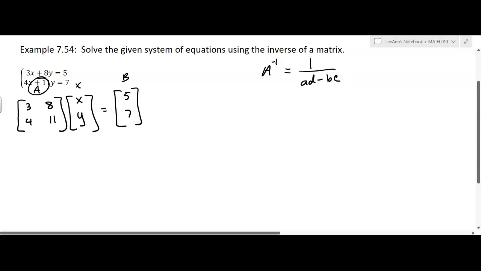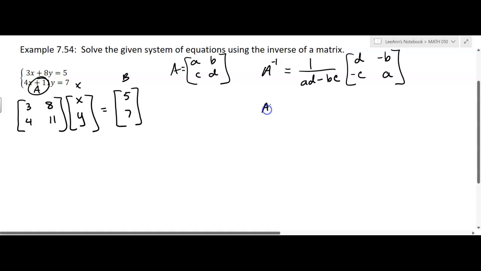So let's see. Yeah, AD minus BC times, and then D and A switch, and the opposite of negative B and C. And that's, remember, that's based on A equaling A, B, C, D. I should have written that first. That's part of the formula. Okay, but we have our numbers, and we can just put those in.